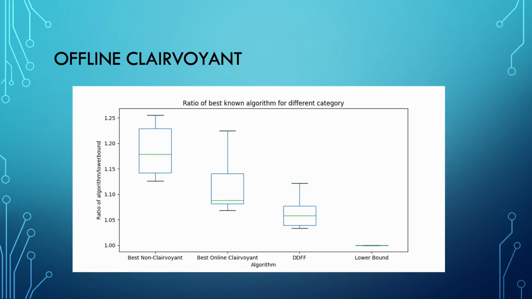For offline correlate, since we have only one algorithm, we compare it against the best non-correlate and the best online correlate. As we can see, the more information you know, the better it becomes, which is expected.